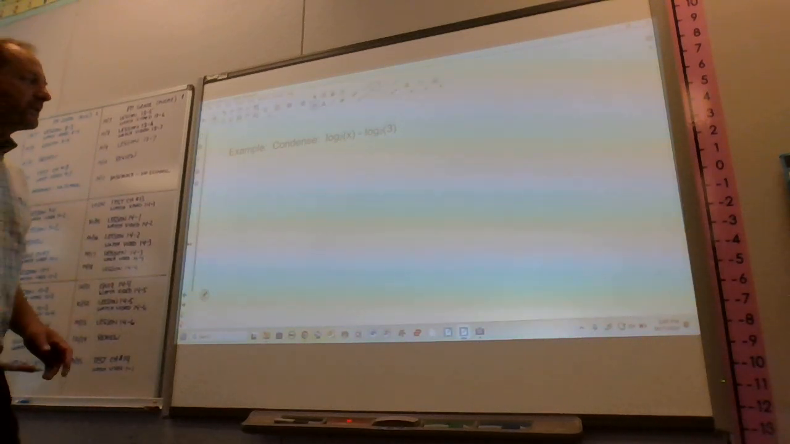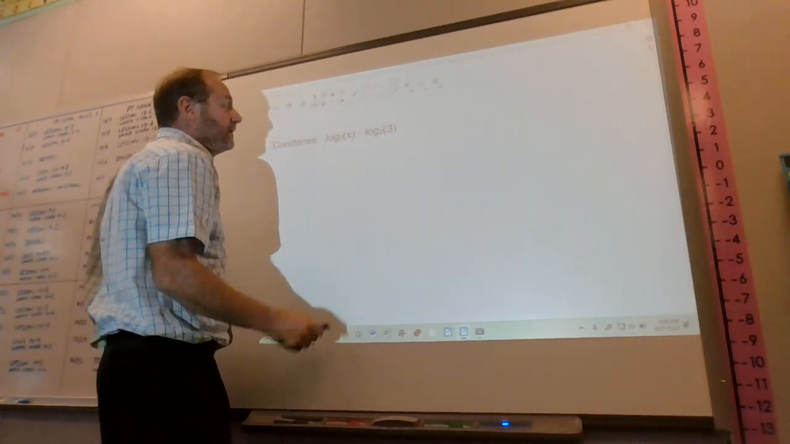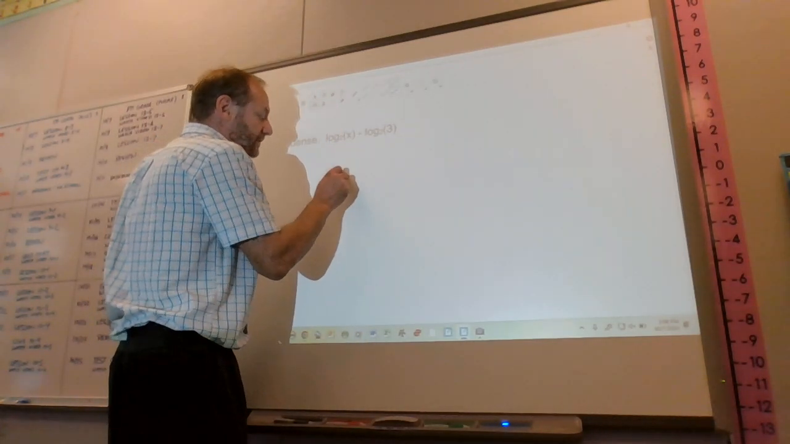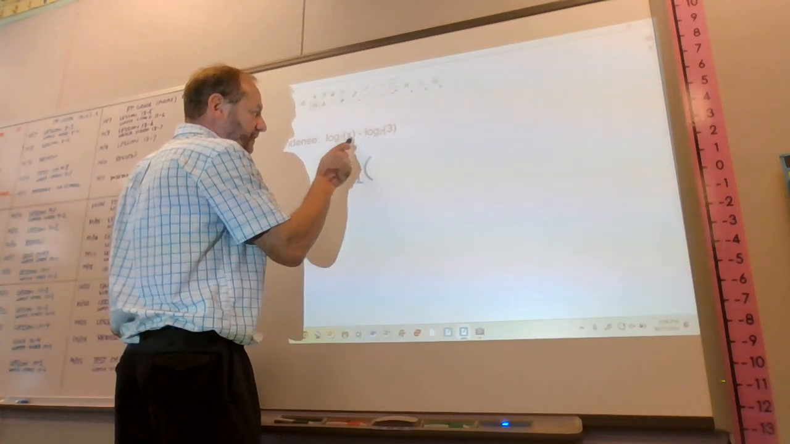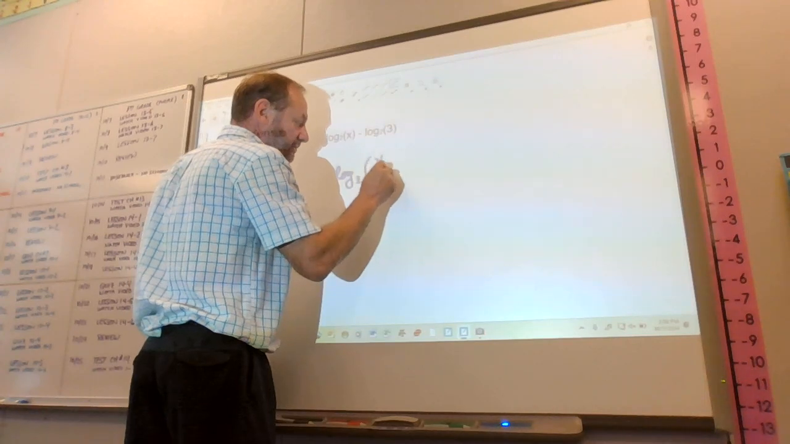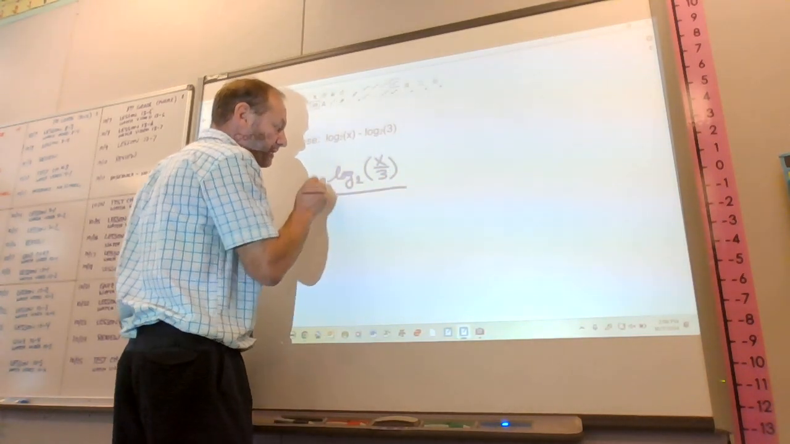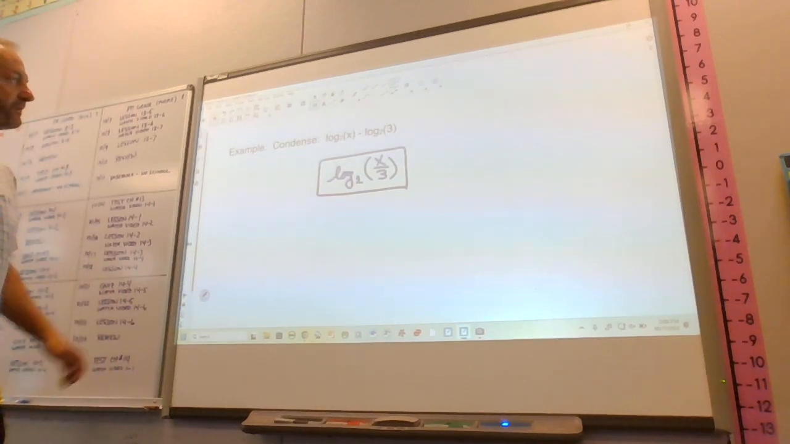Okay, condensing the log base 2 of x minus the log base 2 of 3. So I can condense those, log base 2, and since the subtraction is going to be division, this is my numerator, that's my denominator, so that's going to be x over 3. And I'm done. Piece of cake.